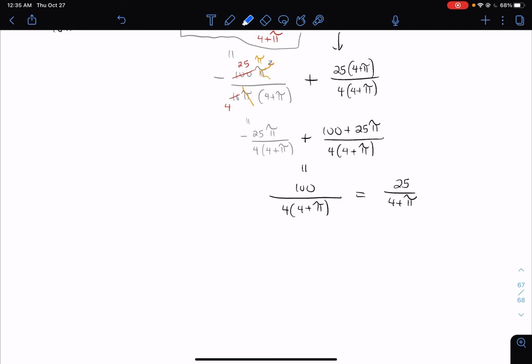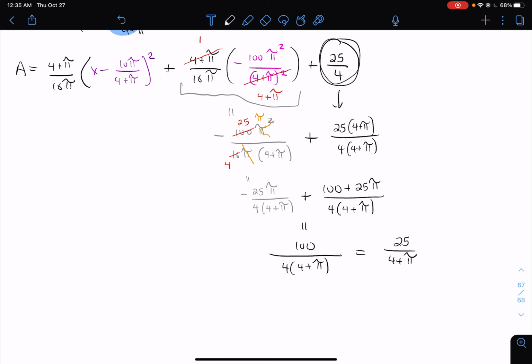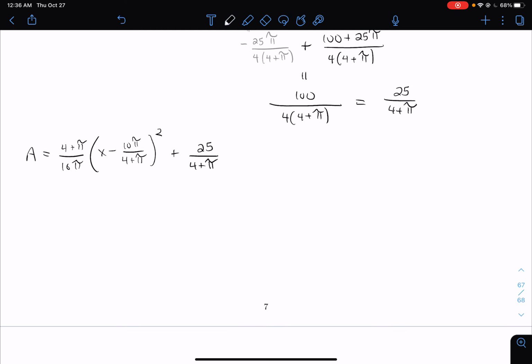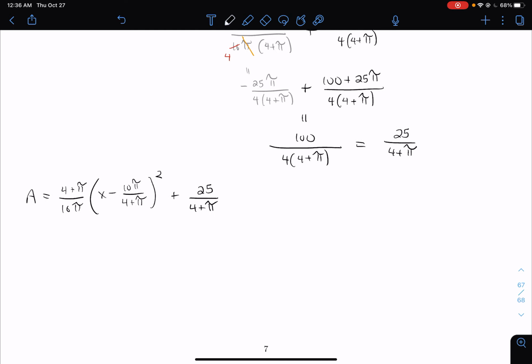All right, so let's write what we have. I got area equals 4 plus pi over 16 pi in front, and that's multiplying my perfect square, x minus 10 pi over 4 plus pi. That was that perfect square portion. And at the end, I was left with plus this 25 over 4 plus pi. Okay, this is now in vertex form.